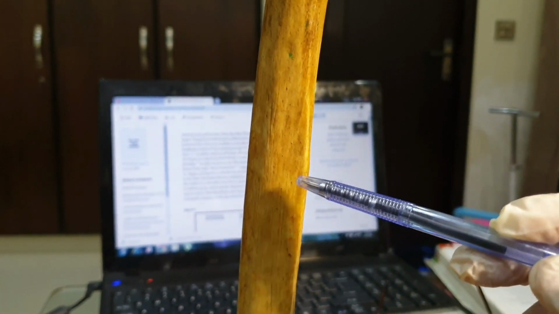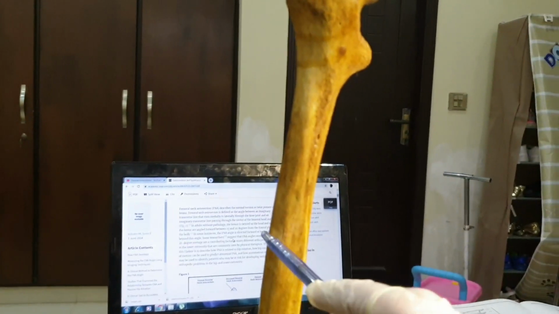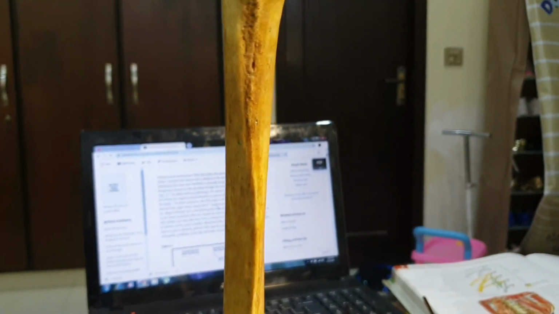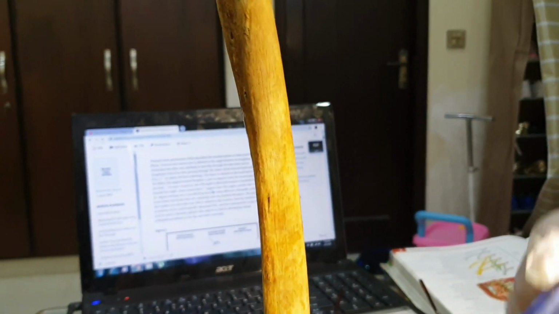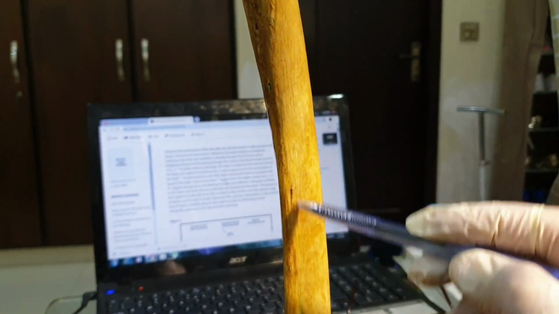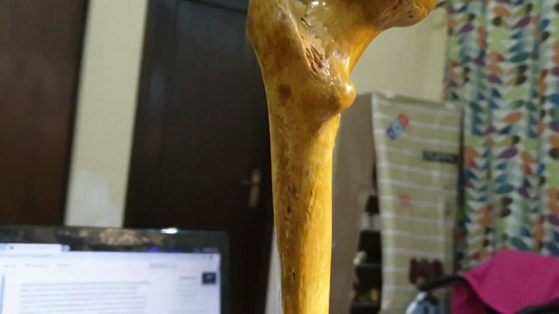And between the linea aspera and the lateral border, this is the lateral surface of the shaft. Between the linea aspera and the medial border, this will be the medial surface of shaft. So in the upper part of the shaft, it has 4 borders and 4 surfaces. In the middle part, it has 3 borders and 3 surfaces.